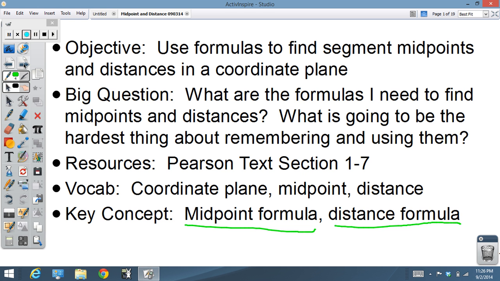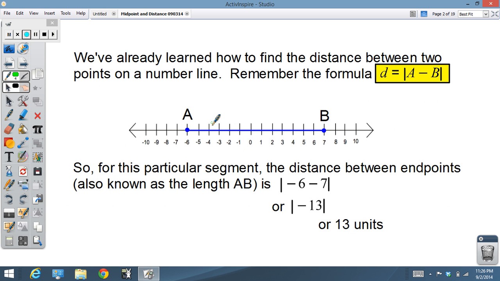So here we go. First, a little review. We've already learned how to find distance between 2 points on a number line. Remember that formula we've been playing with where distance is the absolute value of the difference between the 2 points. So looking here at points A and B, this particular segment has endpoints A at -6, B at 7. Plugging that into our formula, the length is the absolute value of -6 minus 7, or the absolute value of -13, or the positive value, 13 units.